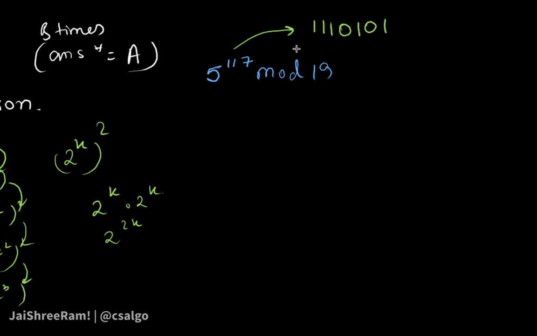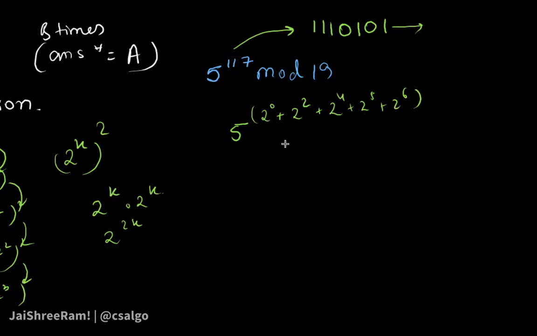Yeah, that's correct. So this is 117 in binary. Okay, now this is nothing but 2 to the power 0 plus 2 to the power 2 plus 2 to the power 4 plus 2 to the power 5 plus 2 to the power 6, right? So this is the binary number. If you write it in expanded binary form, this is the number that represents 117. So we are expanding the 117 in binary form in the numerator itself.